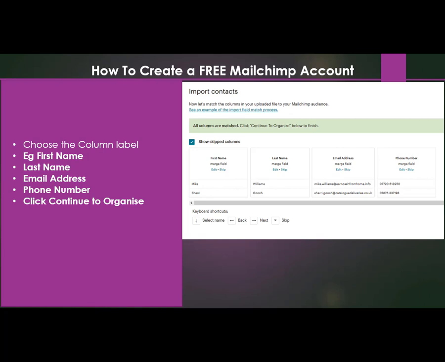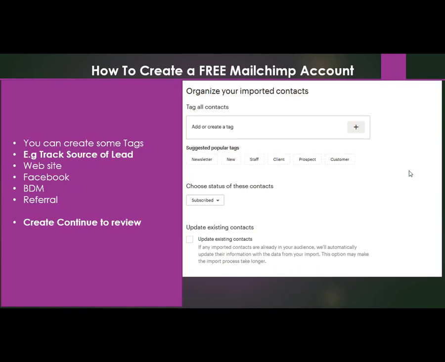What the system then wants you to do is tell it what data is in what field. So simply you're going to map first name, last name, email, and phone number. Simple as that, nothing more to do. And then you're going to click Continue to Organize.